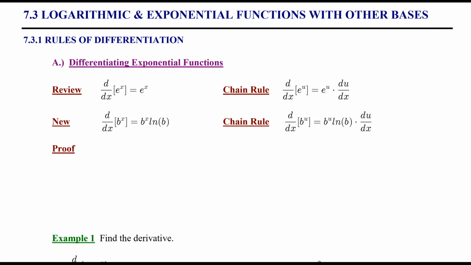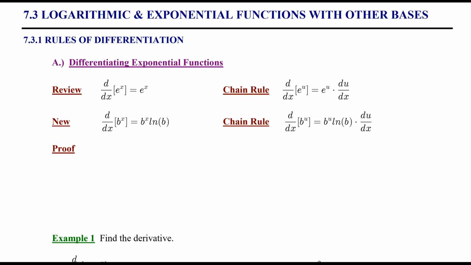Let's begin with the rules of differentiation. Just a quick review, we have learned that the derivative with respect to x of e to the x is e to the x. So if the base is something other than e, such as b, where b represents a real number, then the derivative with respect to x of b to the x is, we're going to make a copy of the exponential exactly as it appears, kind of like we did with e's, but we are going to multiply by natural log of the base.